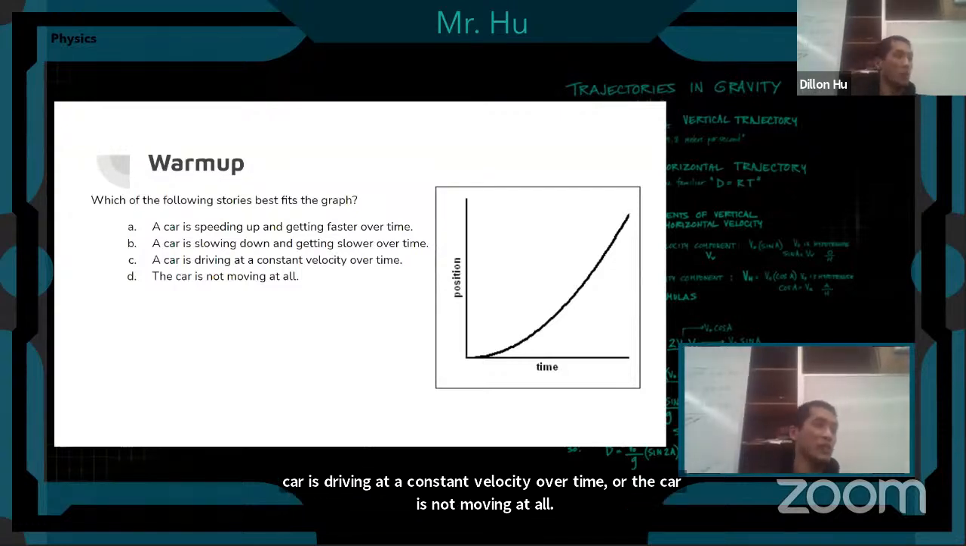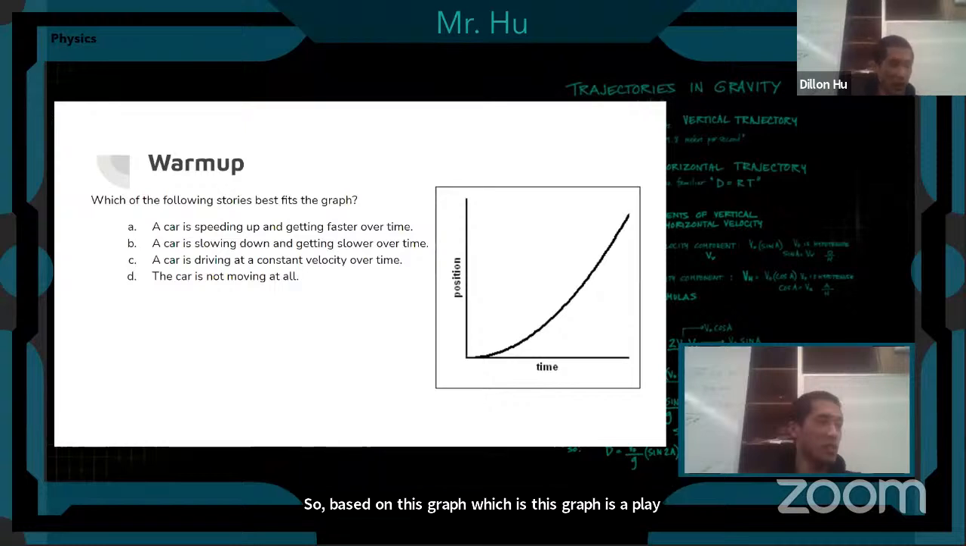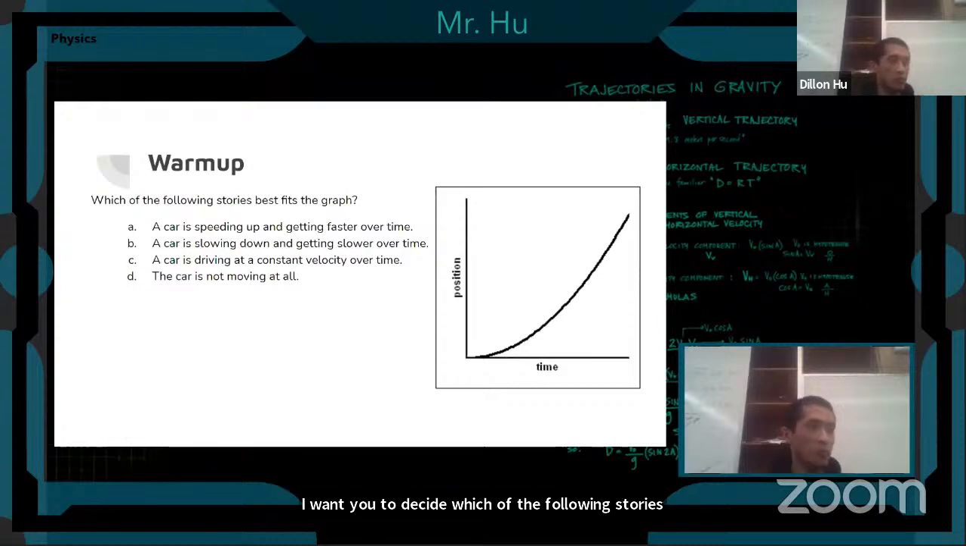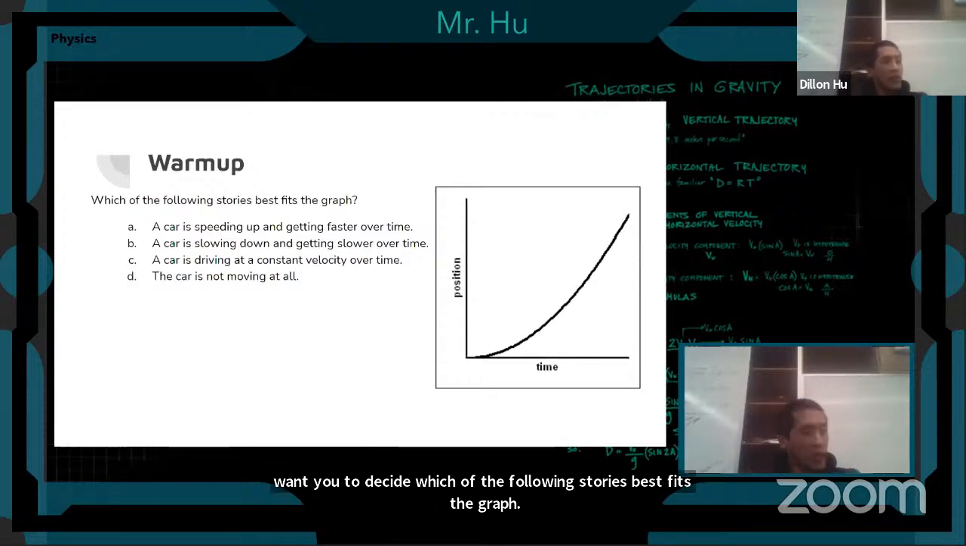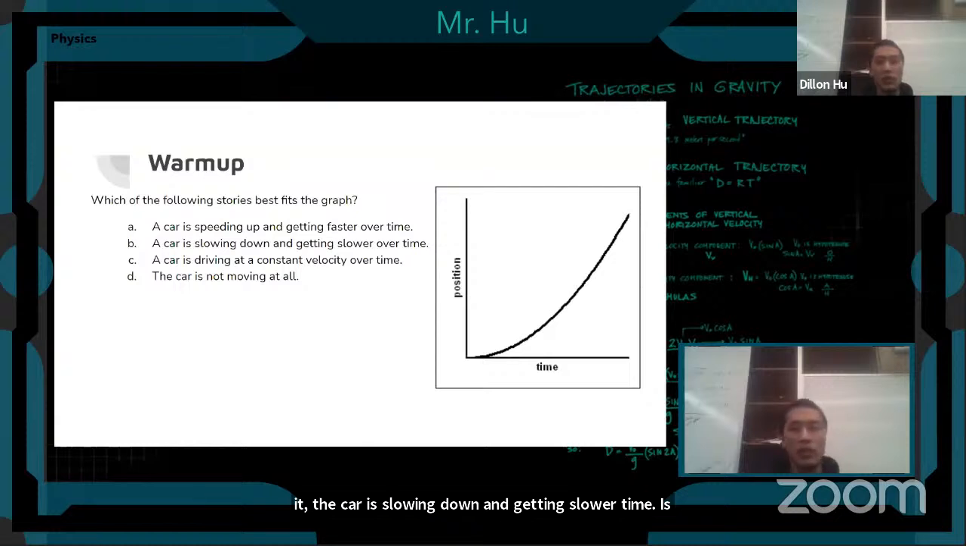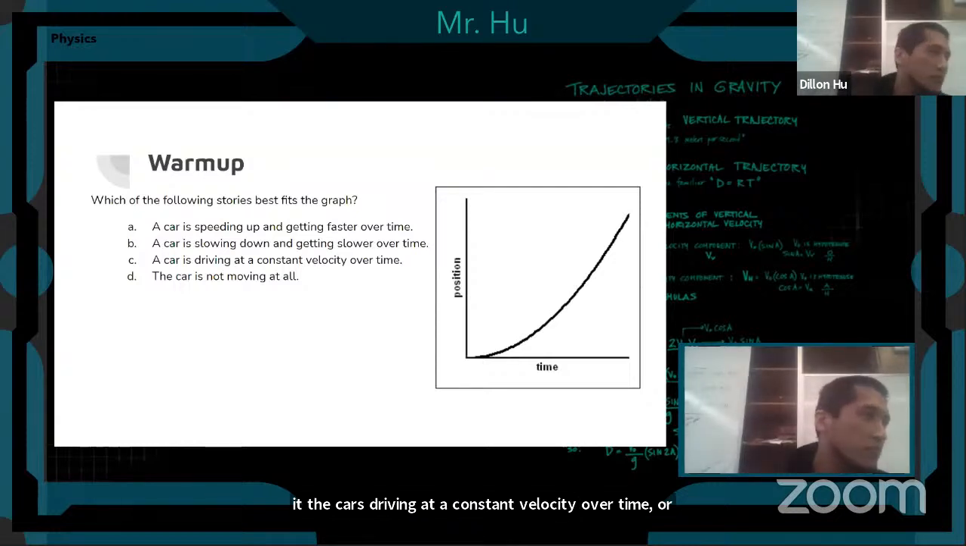Based on this graph, which is a position versus time graph, I want you to decide which of the following stories best fits the graph. Is it that the car is speeding up and getting faster over time? Is it that the car is slowing down and getting slower over time? Is it that the car is driving at a constant velocity over time? Or is it that the car is not moving at all?